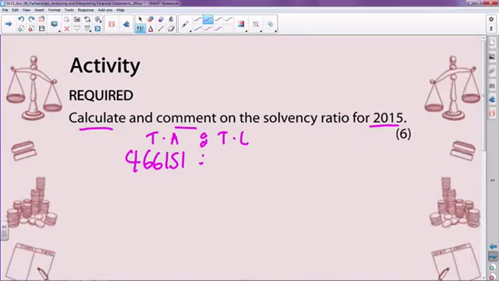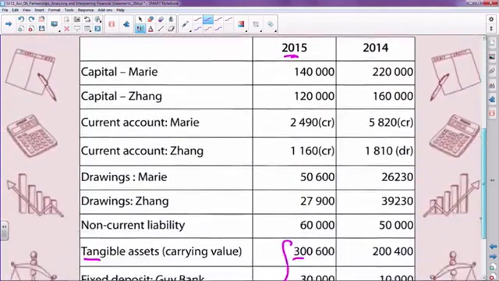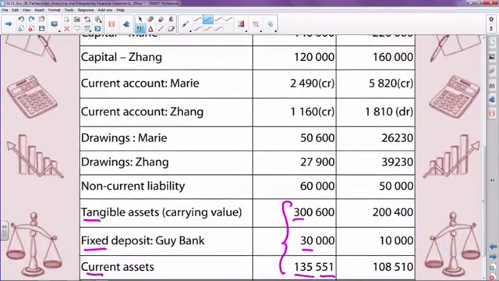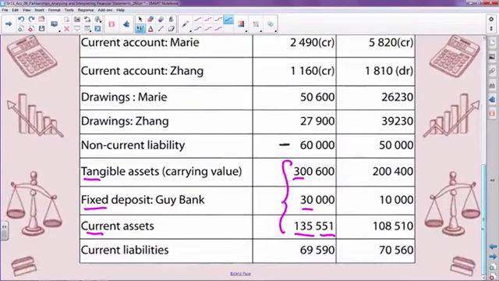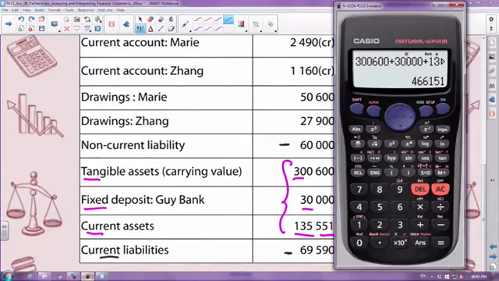So back to the information sheet. Again, 2015. Here we're looking at your non-current liability, an amount of 60,000, and then further down I am looking for current liability, an amount of 69,590. So if I add the two amounts, that then gives me my total liabilities. So let's get the calculator out again.